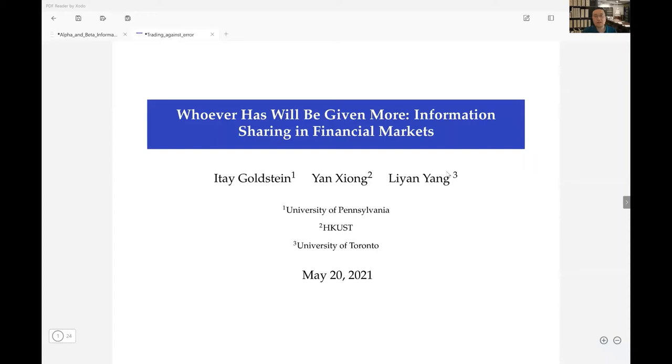We don't have a rich network structure, but we want to go deeper to study the incentives for people to share information. That's how we try to position the paper. So I'm going to give you some motivations. I'm going to give you two motivating examples.